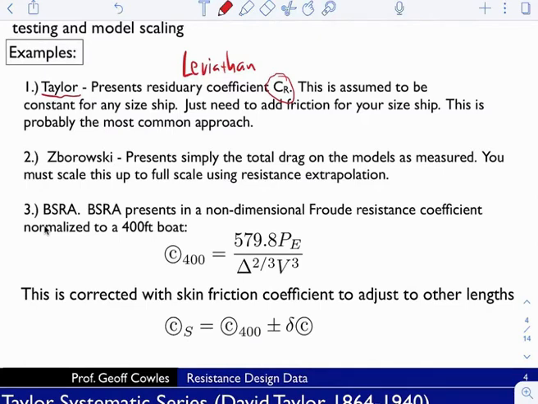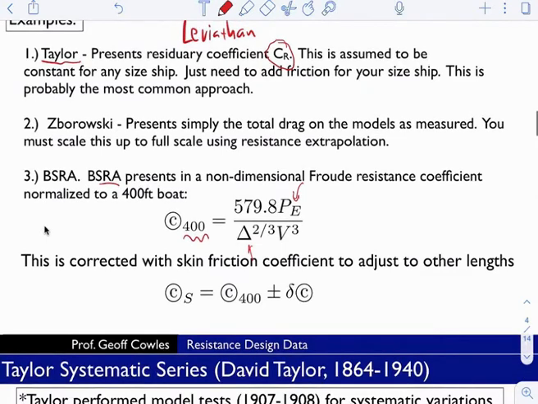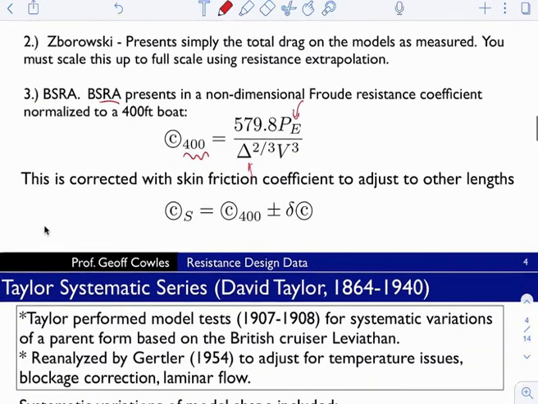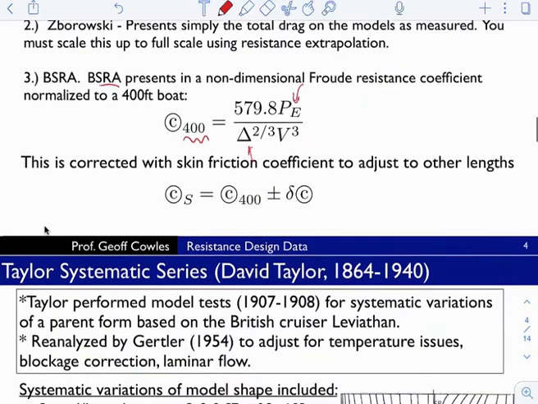The BSRA, or British Ship Research Association, I believe that stands for, model series presents in a different way. Essentially, it's a coefficient of what's called a Froude resistance coefficient, where you have effective power over displacement to the 2/3 power times velocity cubed. They standardize everything to a 400-foot ship, and then provide tables of skin friction correction coefficients to adjust that to other lengths. So they're providing a resistance standardized to a 400-foot ship, and then what you're doing is modifying the skin friction component to adjust to these other lengths. This is a different way of doing this. We probably won't work with the BSRA series.